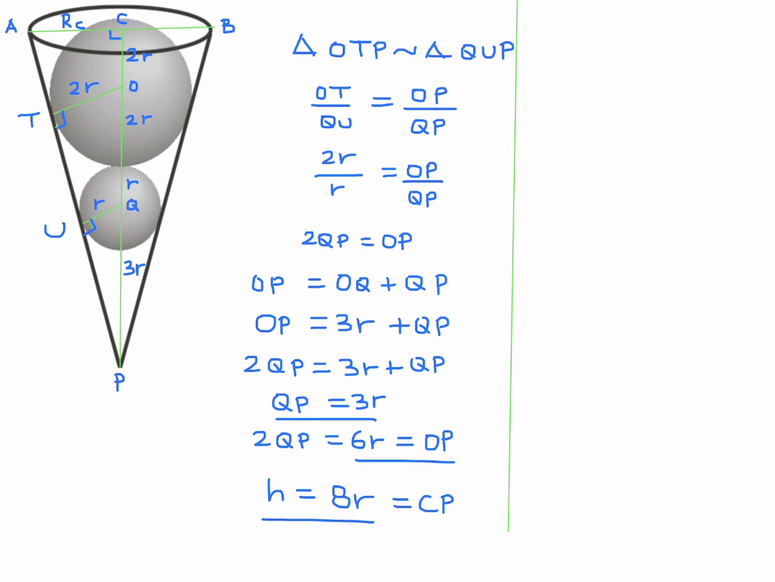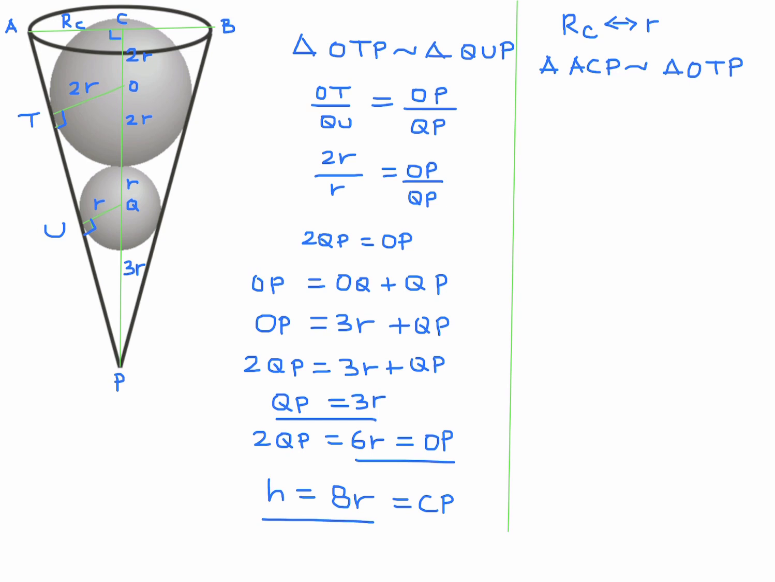The second part involves getting the radius of the cone in some sort of relationship with r. Because here we got the height in terms of r, so we have to now get the radius of the cone in terms of r. Once we have those two things, we can solve the question. To do that, we have to use another similar triangles relationship. This time the triangles are ACP and OTP, a triangle that we had already looked at. So let's look at that now.